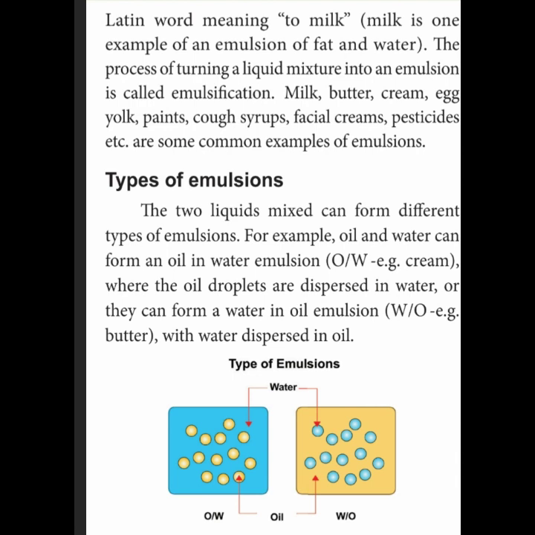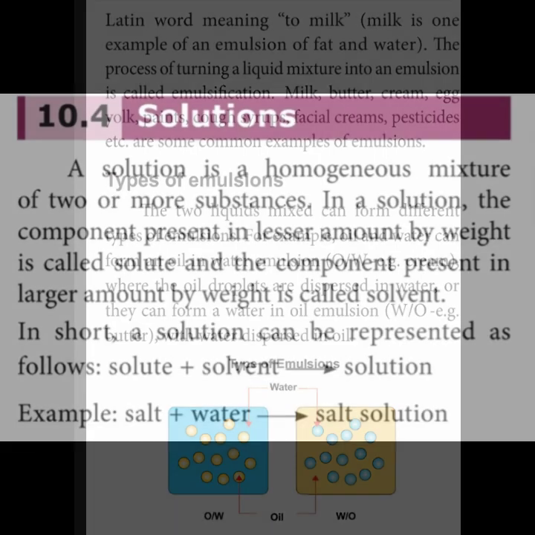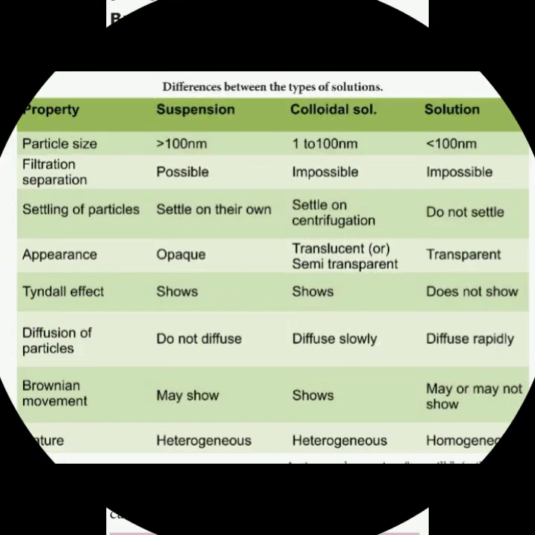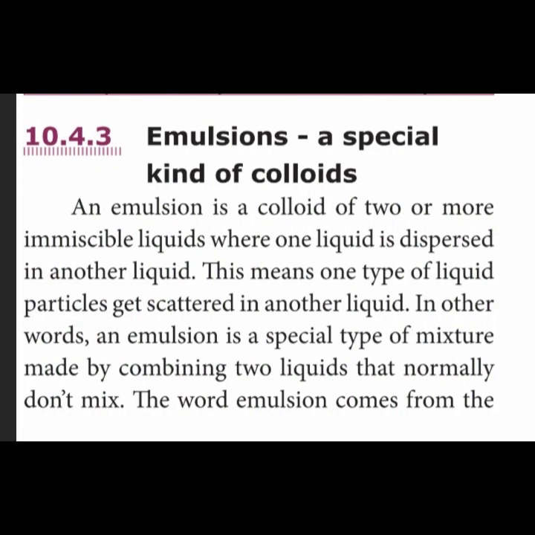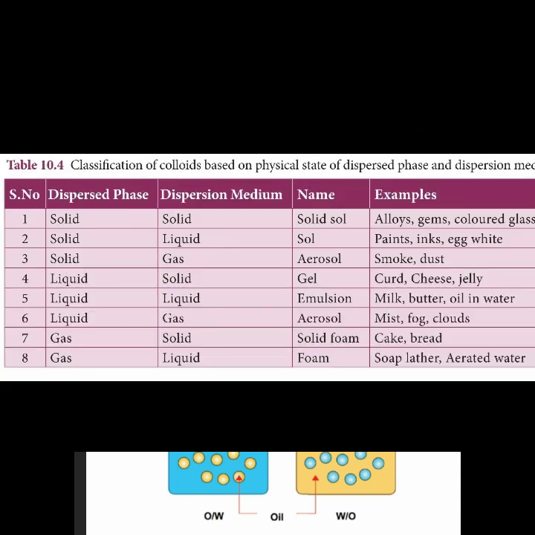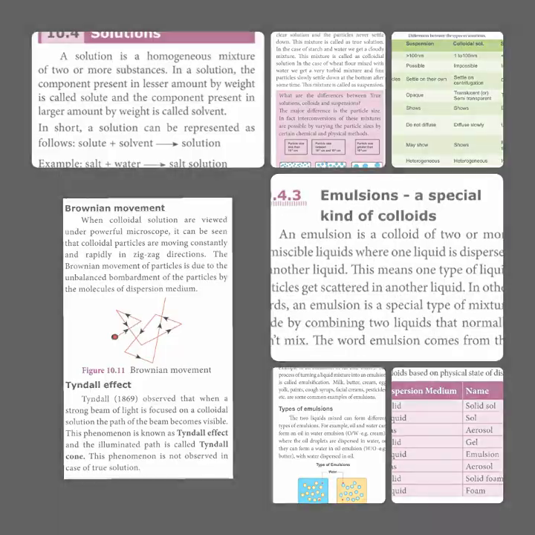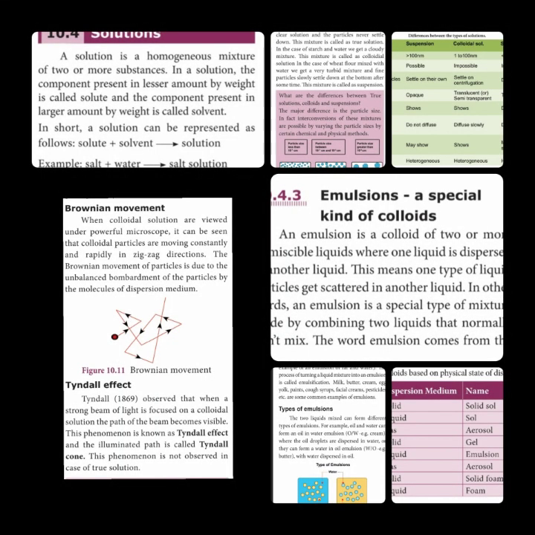These emulsions also find applications in food processing, medicines, that is pharmaceuticals, metallurgy, and many other important industries. Chapter number 10 in chemistry, Matter Around Us Pure, is completely over, the theory part. Next week I will explain the textbook exercises, and then we will continue with the next chapter in physics. It is a very important lesson, so understand it well and write it as a home test also.